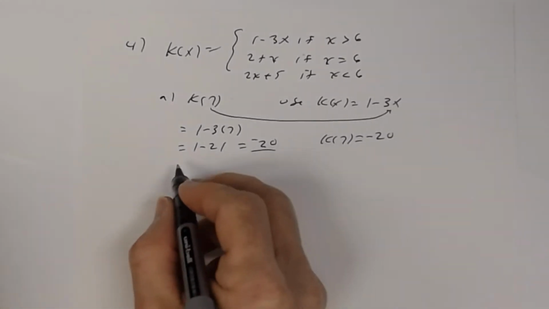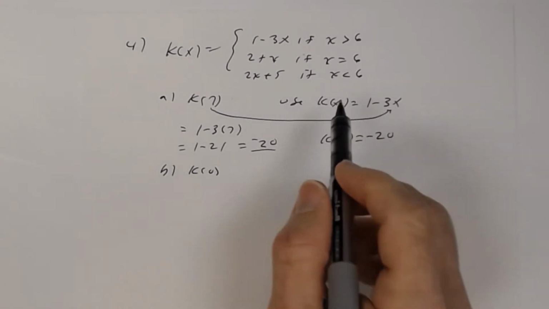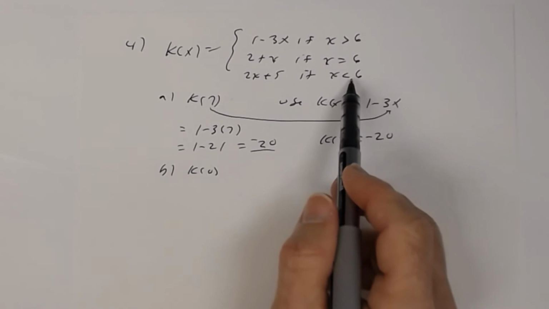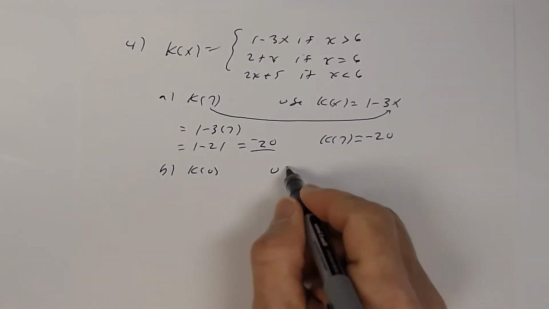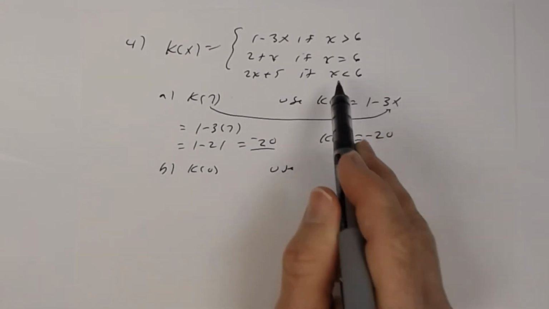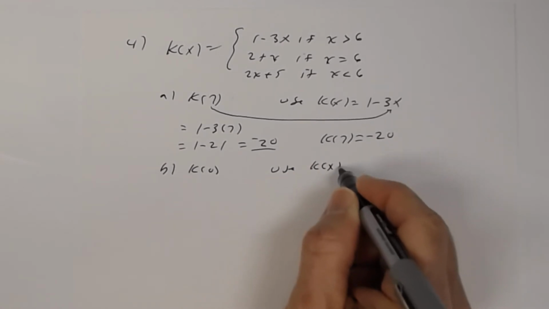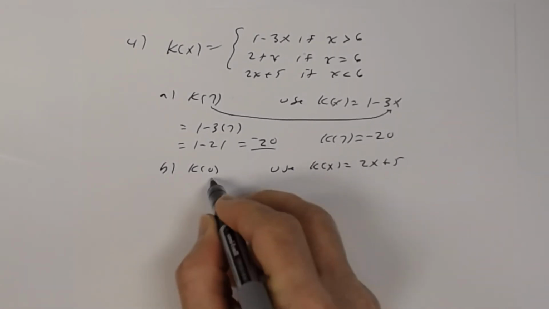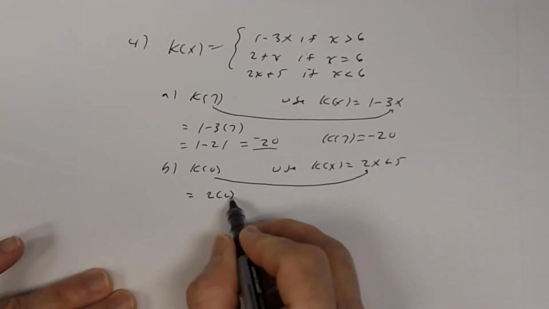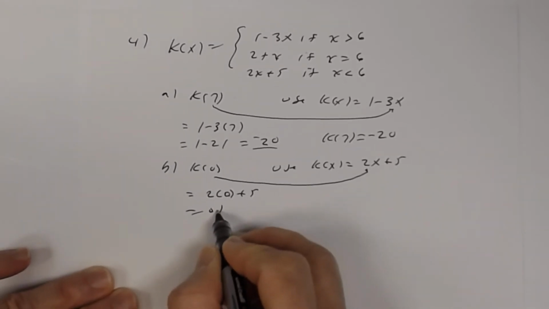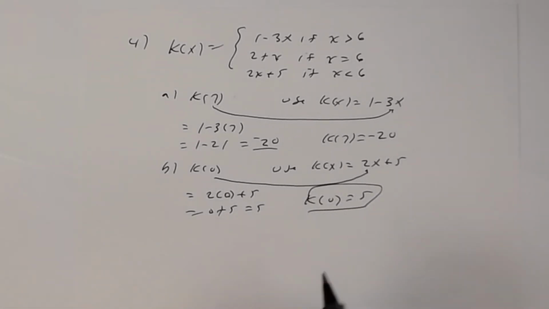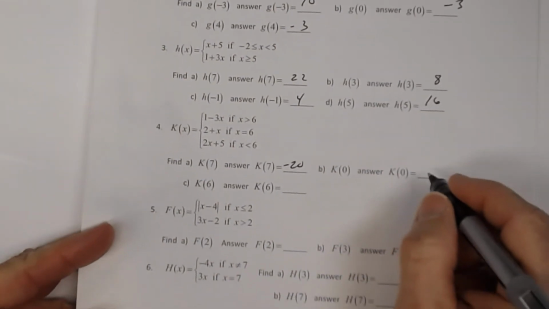All right, let's find k of 0. Notice that x is 0 this time, so you know you're going to use this one because 0 is less than 6. You're not going to use this one because 0 does not equal 6, and 0 is not greater than 6. So you're going to use k of x is equal to 2x plus 5. Where we see the variable x, you substitute 0. So I get 2 times 0 plus 5, which is 0 plus 5, which is 5. So k of 0 is equal to 5. So that's part B. So part B is 5.